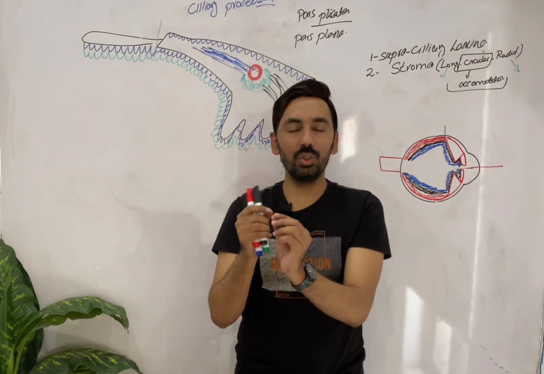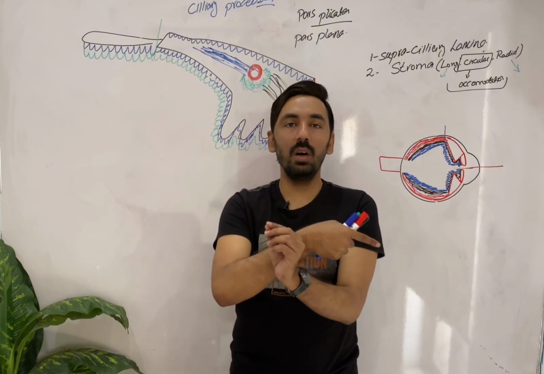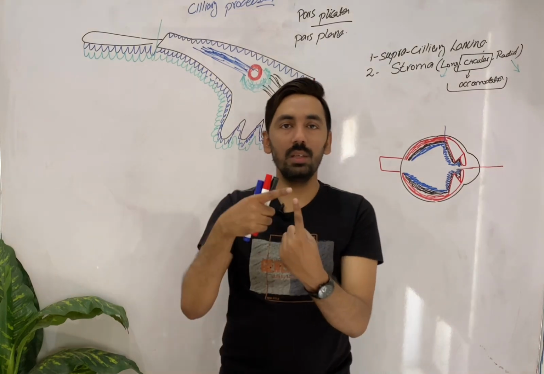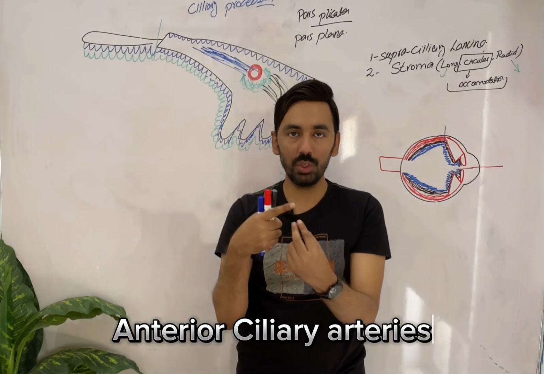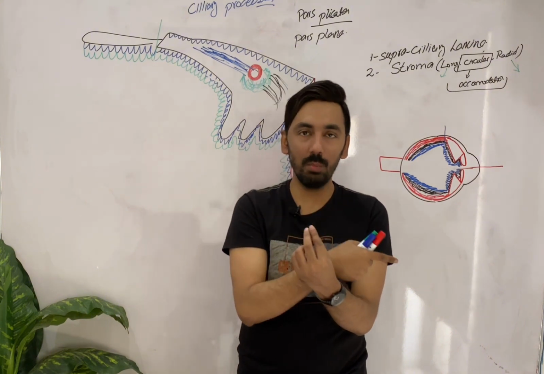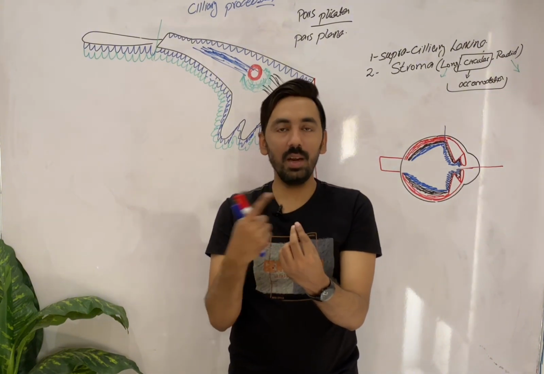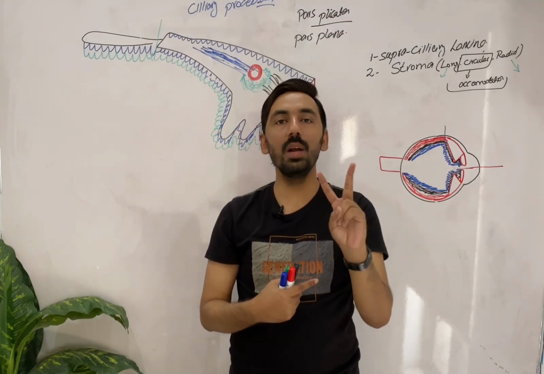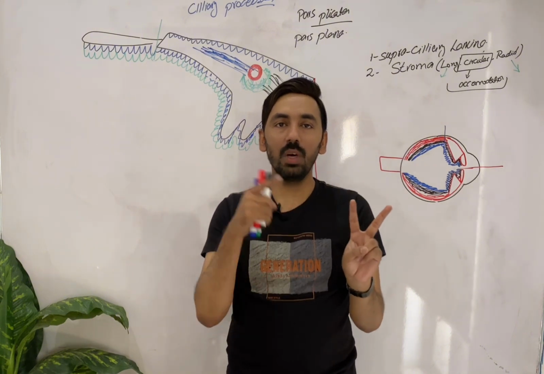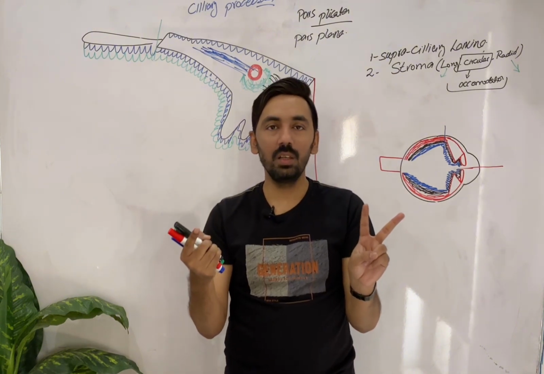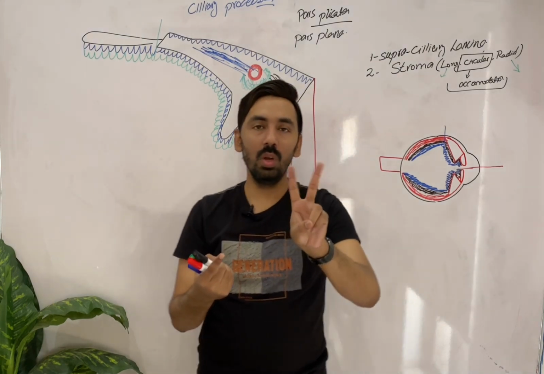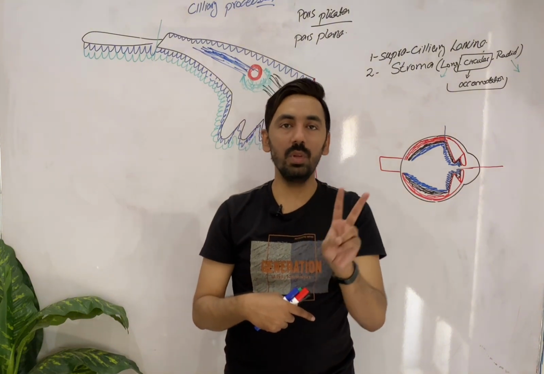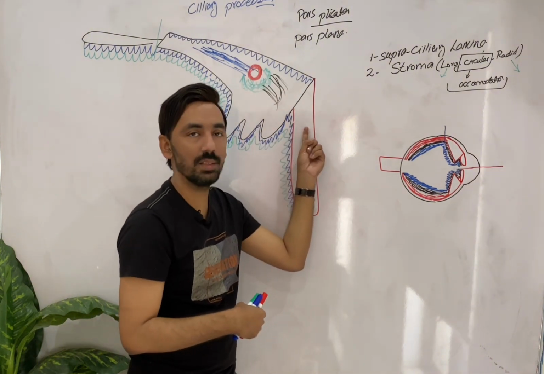The blood vessels going towards the ciliary body are two different arteries. One is called the anterior ciliary artery, which provides oxygenated blood to the ciliary body, and the second is called the long ciliary artery. These two arteries are sub-branches of the ophthalmic artery. The ophthalmic artery has many branches, but these two, the anterior ciliary artery and the long ciliary artery, give nutrition to the ciliary body as well as the iris, right?